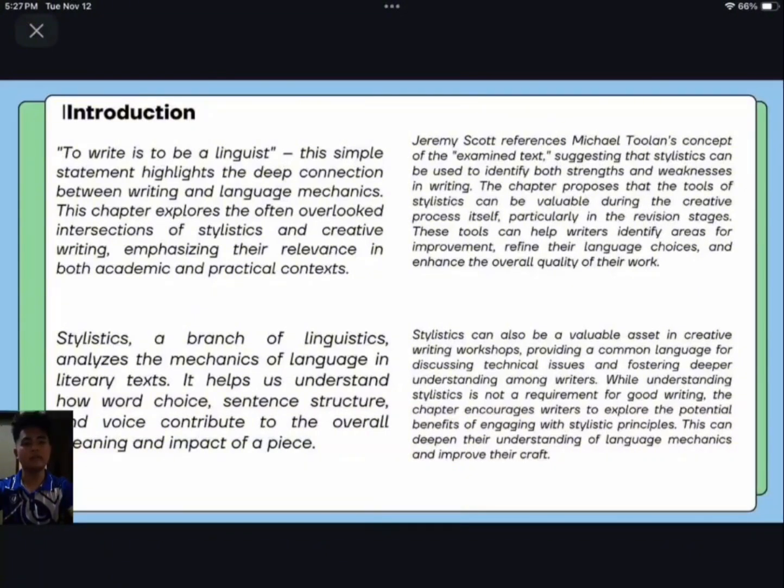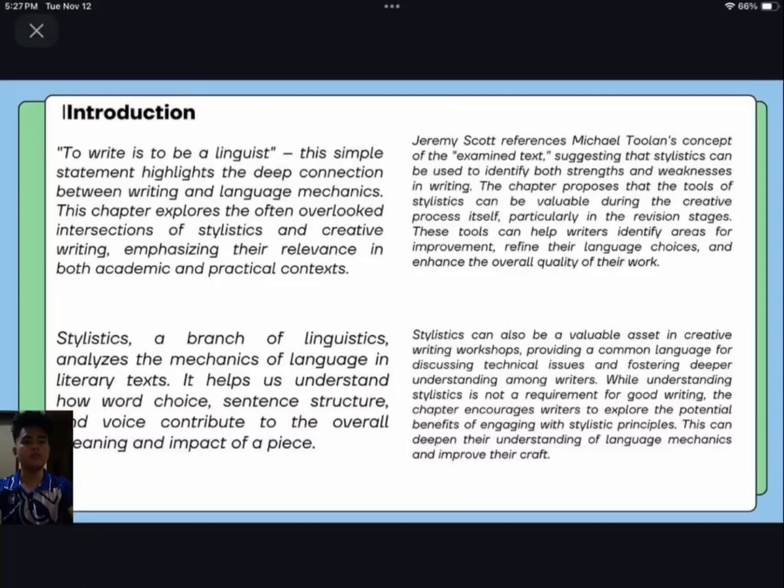On the third paragraph, it introduces the concept of the examined text and its application when it comes to writing. Stylistics can be used to analyze both strengths and weaknesses when it comes to writing. This chapter proposes that stylistics is valuable during the creative process, especially in revisions.